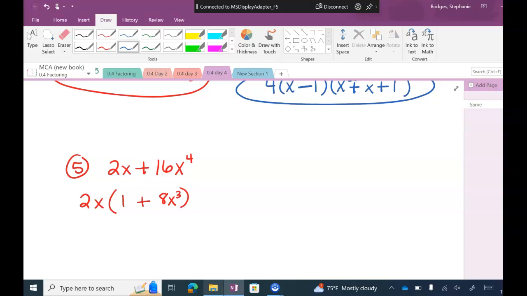Be careful with this one. 2x times 2x is not 2x squared. It is 4x squared. And then we can fill in our signs. Same, opposite, always positive. This does not break down any further. Therefore, that is as far as we can take it.